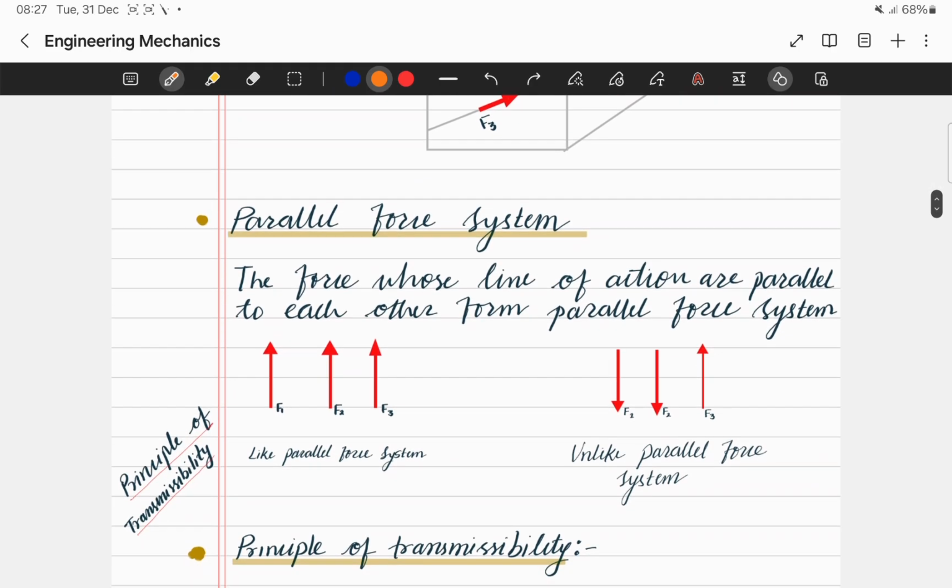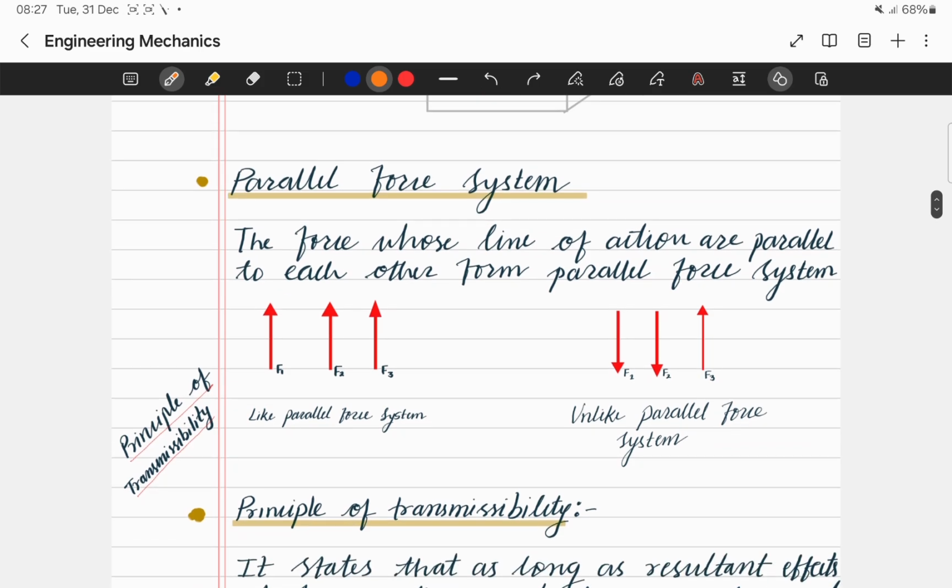Now, parallel force system. The forces whose lines of action are parallel to each other form a parallel force system.